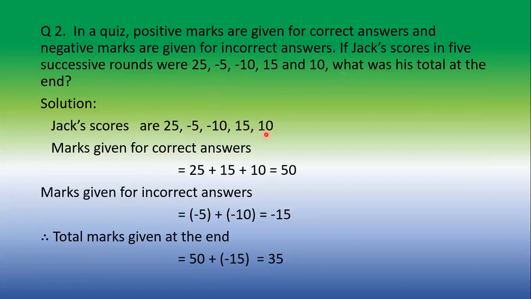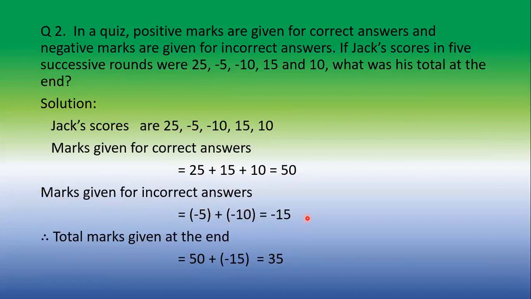First, we will add all the positive integers. Which are the positive integers here? 25 is positive, 15 is positive, and 10 is positive. So 25 plus 15 plus 10, that is 50. For correct answers, he scored 50 points. Now, what is the mark he got for the incorrect answers? 2 negative marks are there, -5 and -10. That also we will add.